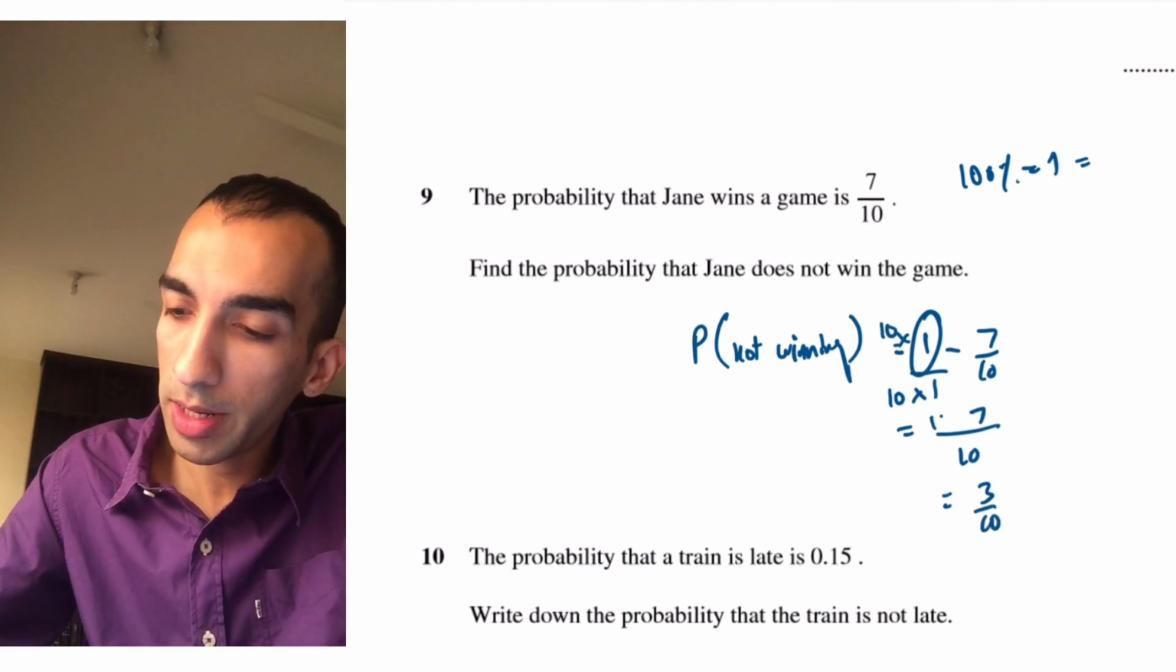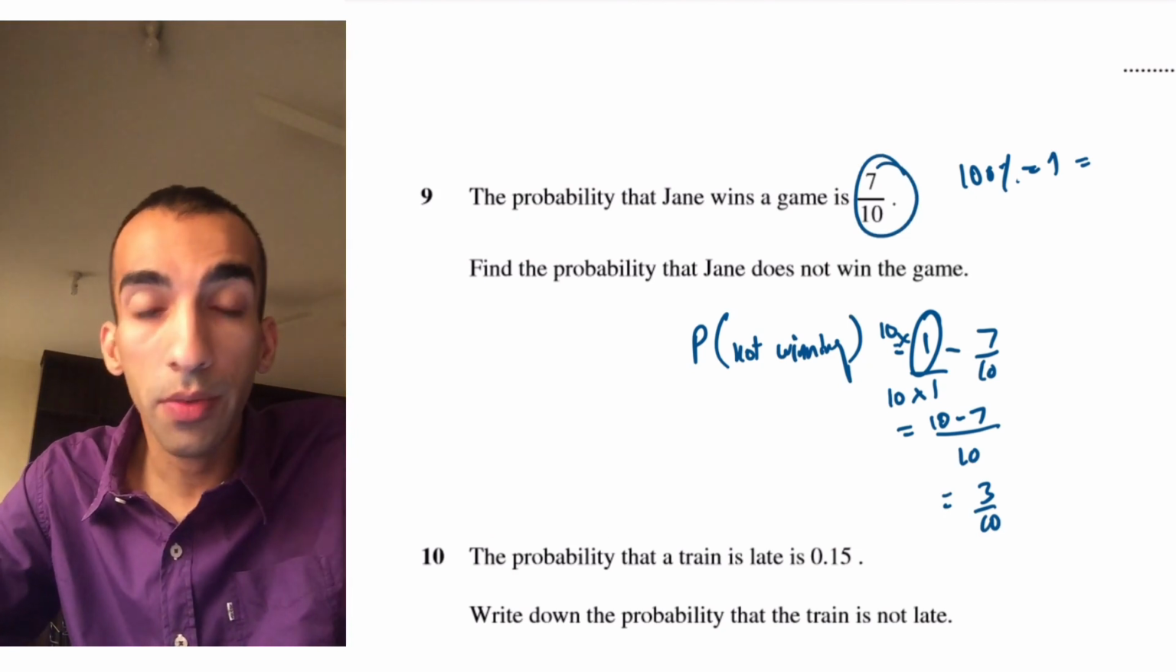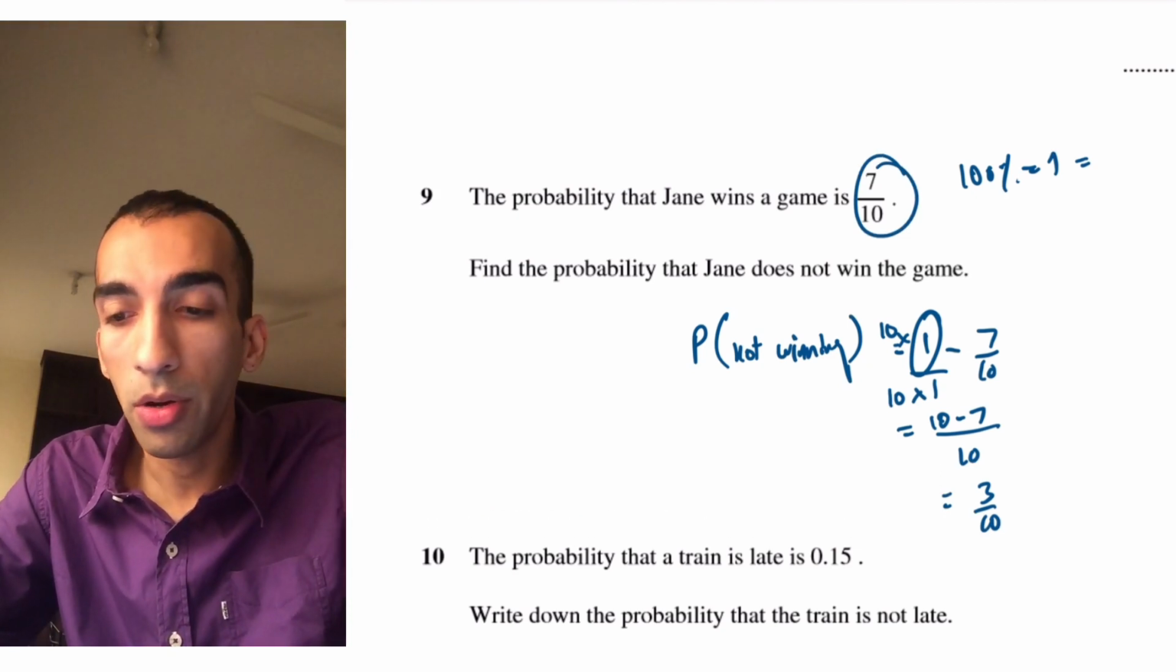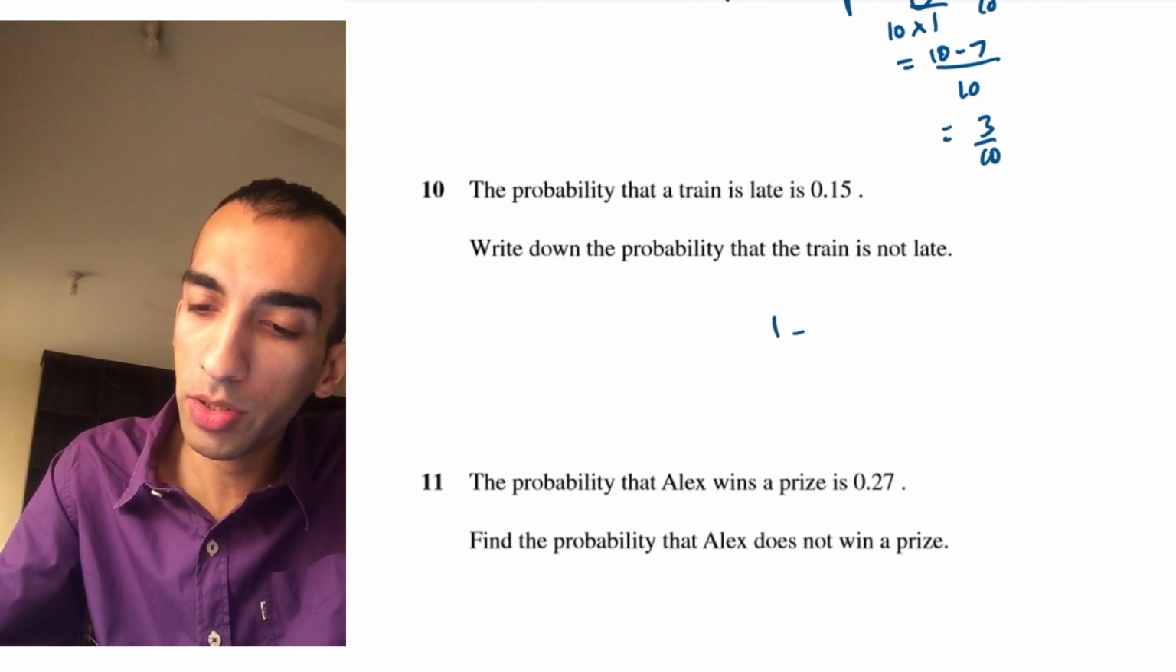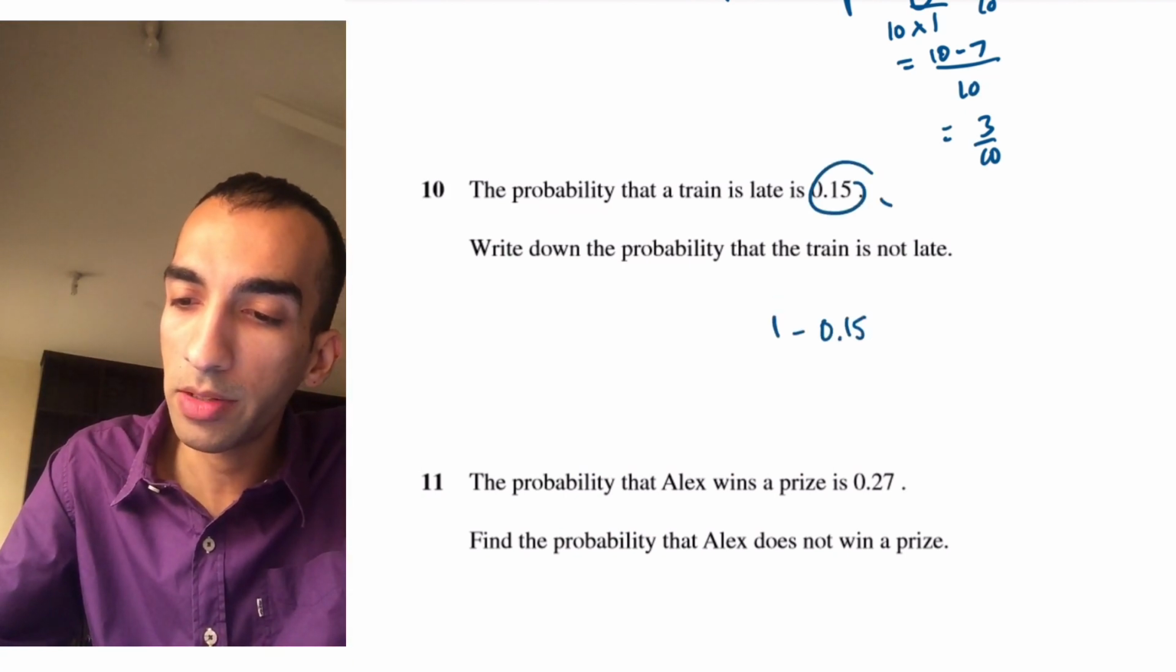You could have done that mentally as well. 7 out of 10 parts are gone. There are only 3 parts out of 10 left. The probability that the train is late, same question, similar question. Only thing is this is in decimals.